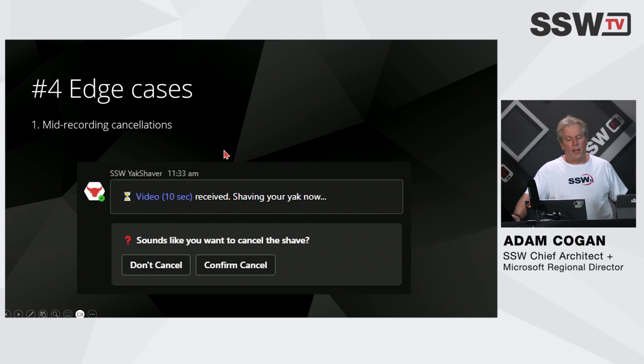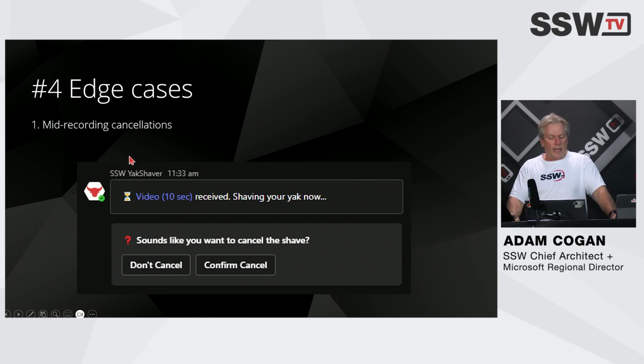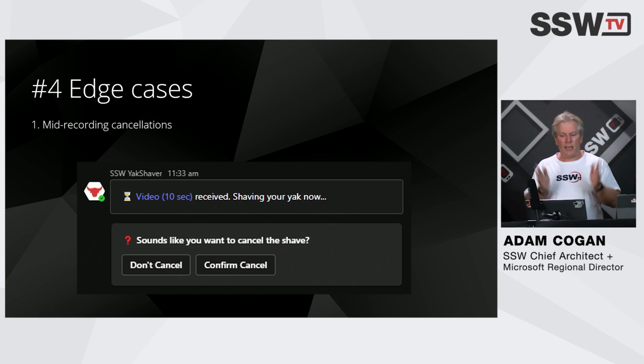The other thing that started happening is people would record something and then cancel what they're doing. They didn't like the way they explained the bug. They just said, I want to start again, so they would just cancel it. So we ended up having to put some logic in there: it sounds like you just wanted to cancel, and then we had to confirm, do you want to cancel or not cancel?